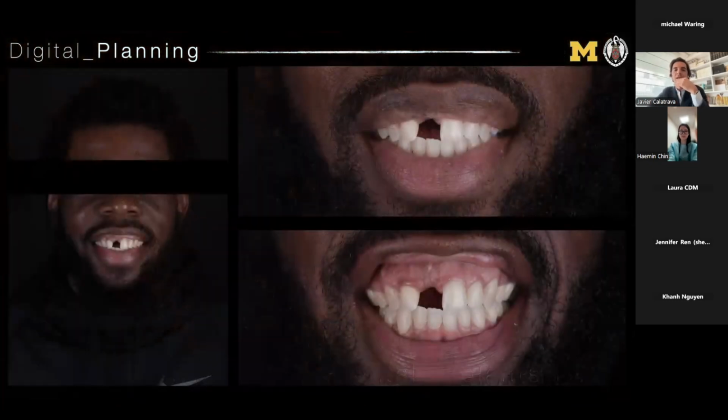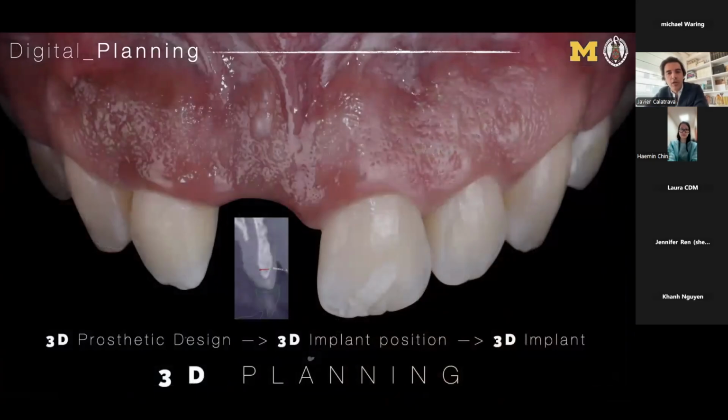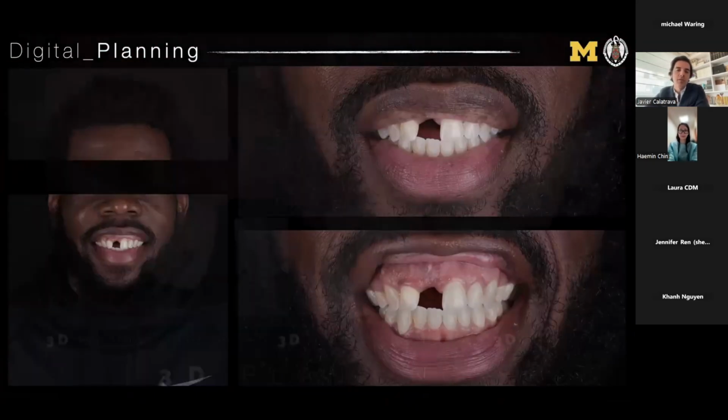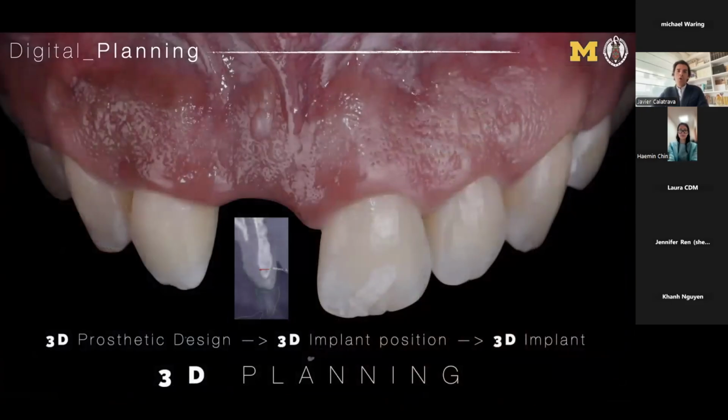So when we have cases like this, for example, this patient, Chris, he lost a central incisor playing basketball. We started treating him last year at the University of Michigan. And of course, he's self-conscious also about his gummy smile. He wants to do a comprehensive treatment. When we plan implants, of course, we need to start by the tooth, the 3D prosthetic design, then plan the implant position, and then the 3D position of the implant. So we need to think one step ahead.